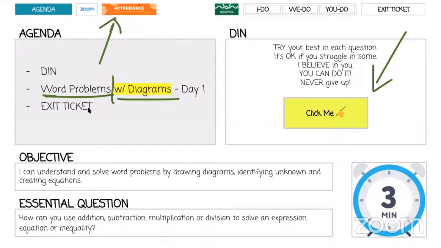Okay? So today's objective is: I can understand and solve word problems by drawing diagrams, identifying unknown things, and creating equations. So that's today's objective.